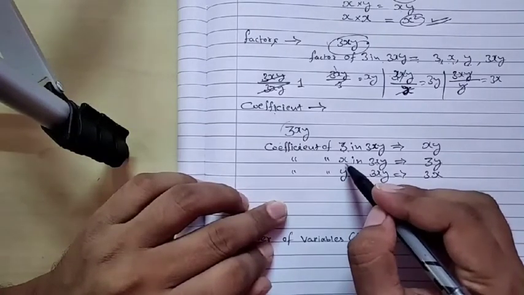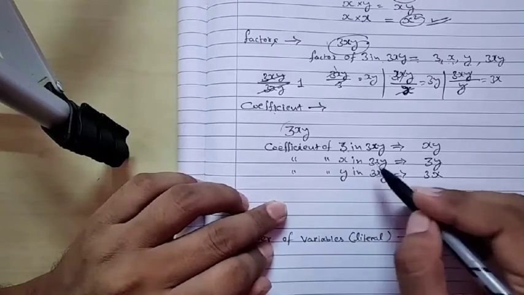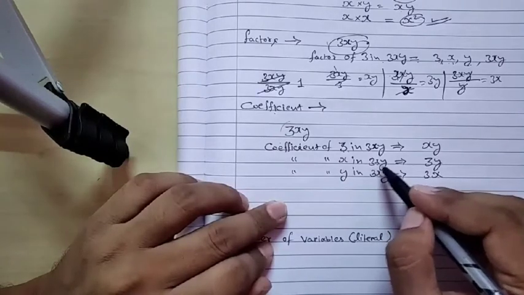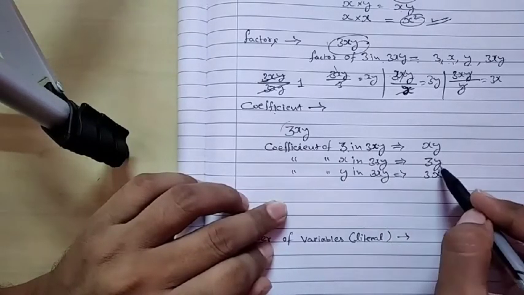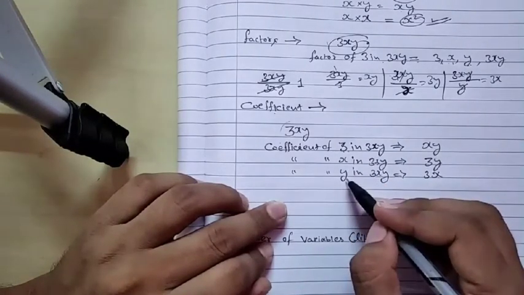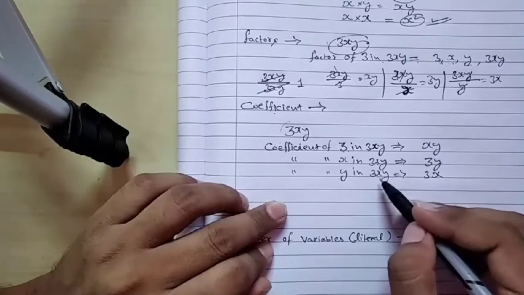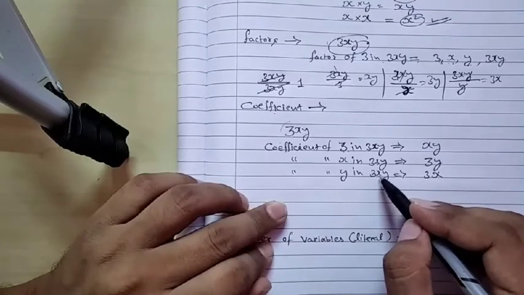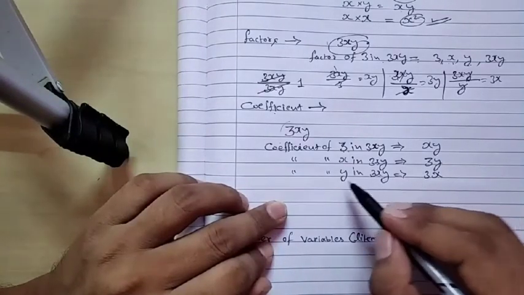And here we have to find the coefficient of x. So x को छोड़कर जो बचा, क्या बचा? 3 and y. 3y will be the coefficient of x. Here we have to find the coefficient of y, then y को छोड़कर what is left? 3x. Then 3x will be the coefficient of y.